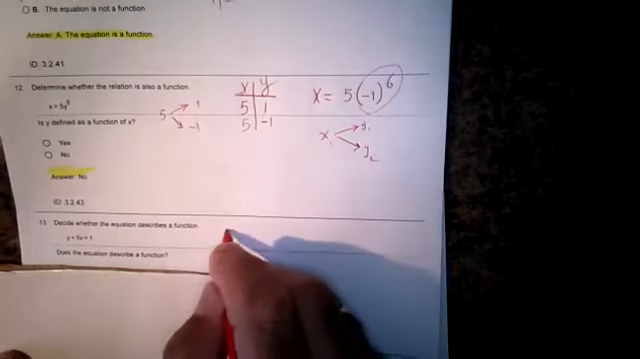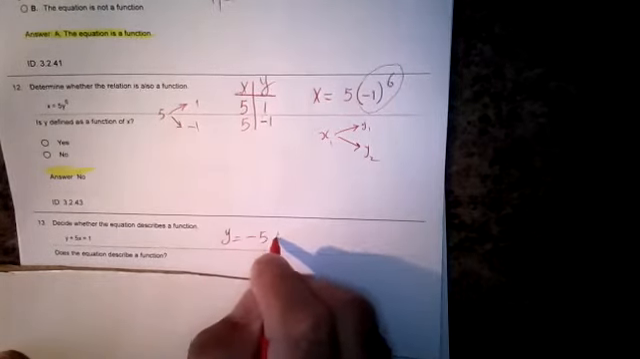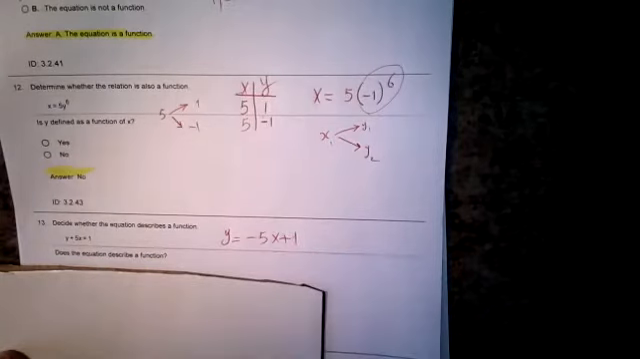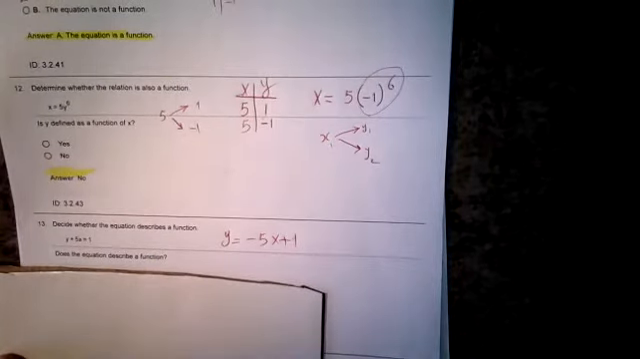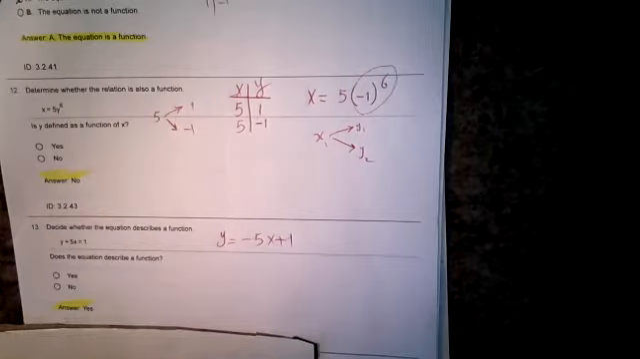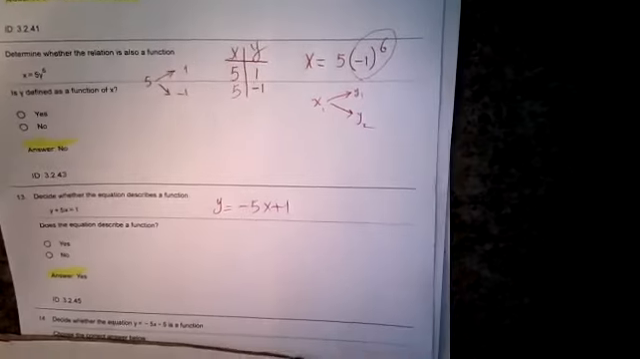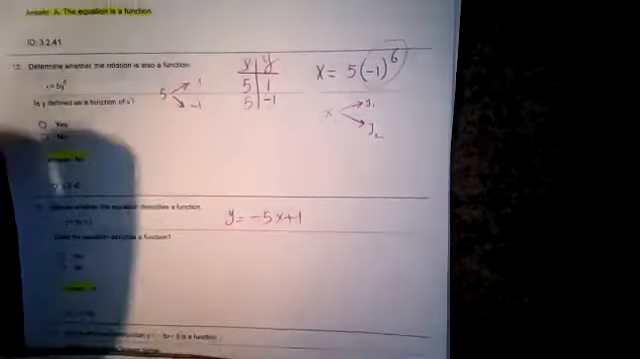You could write it like this. You could just write it as y equal to -5x plus 1. See, it's a linear equation. It is a function. Same thing. Y equal to -5x minus 5 is a function. Okay?